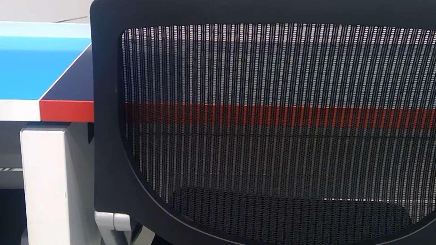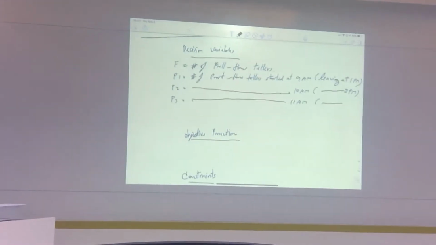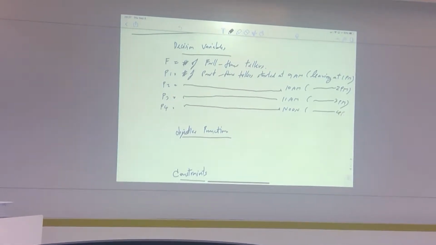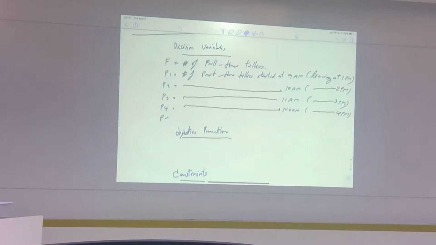The second set of part-timers is P2, who start at 10 a.m. and leave at 2 p.m. P3 is the number of part-time bank tellers that start at 11 a.m. and leave at 3 p.m. P4 is part-time starting at noon and leaving at 4 p.m. And the last one, P5, is part-time starting at 1 p.m. and leaving at 5 p.m.